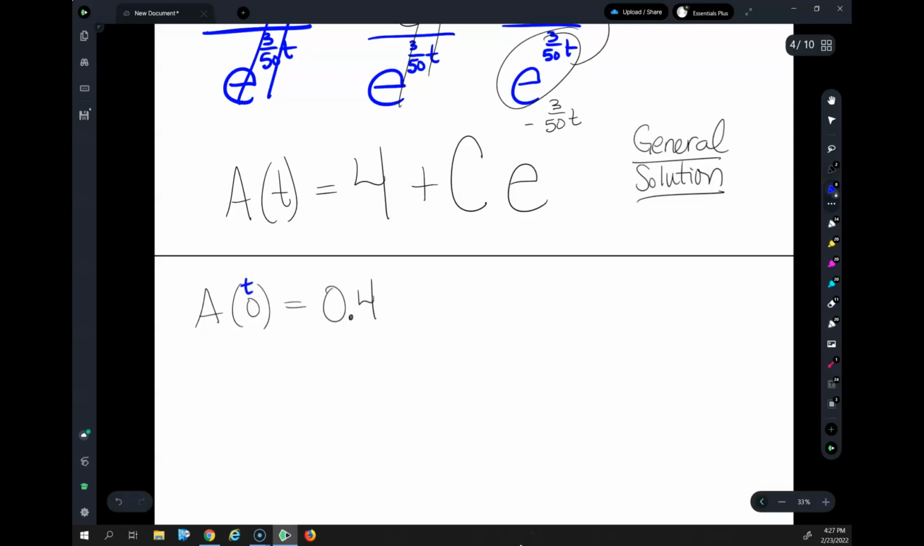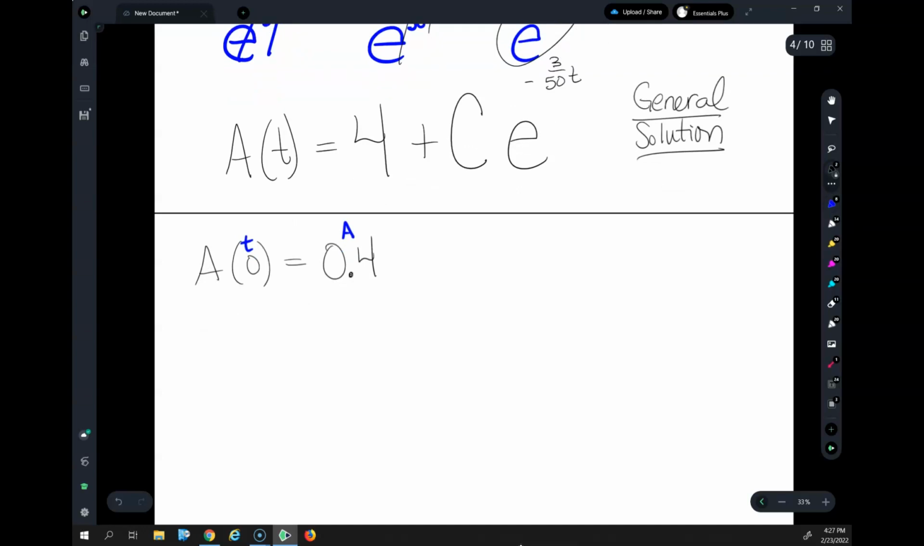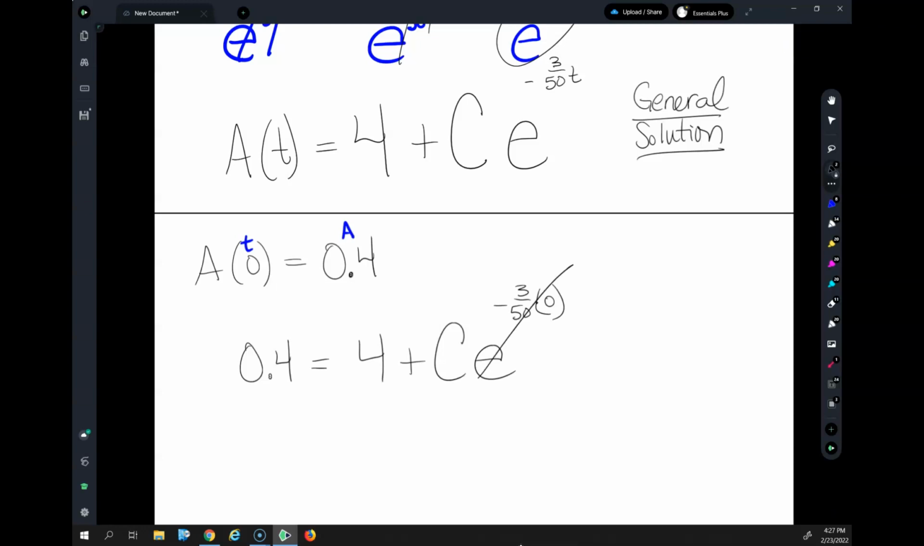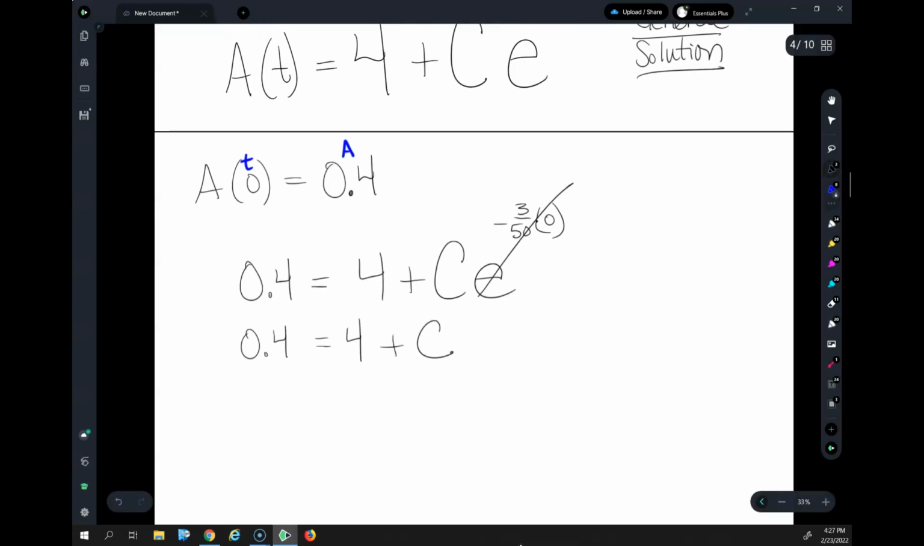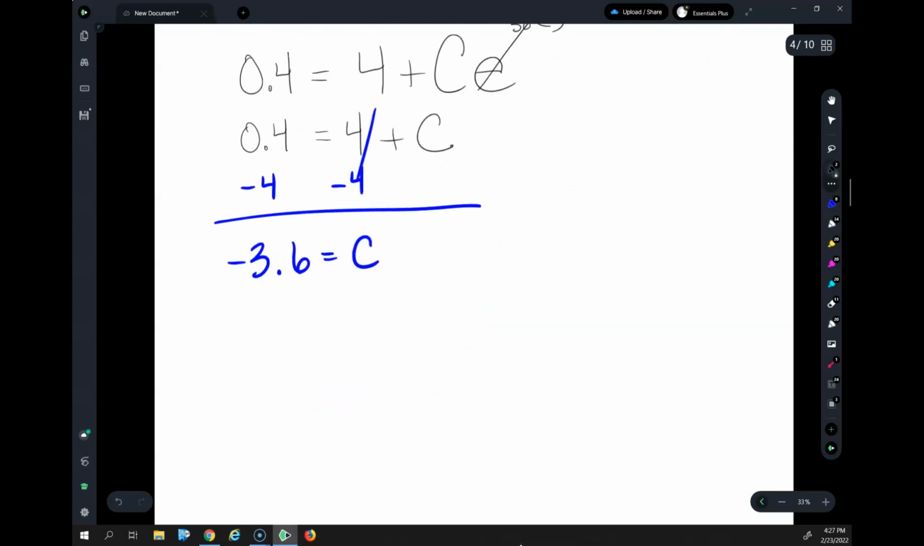This is a t value, and this is an a value, and it will allow us to solve for that arbitrary constant c. So the a value is 0.4, and this is equal to 4 plus c times e to the negative 3/50ths times 0. Well, e to the 0 is just 1, and 1 times c is just c. So to solve for c, we're going to want to subtract the 4 over, and we get that c is negative 3.6. And with that information, we can now write the particular solution.